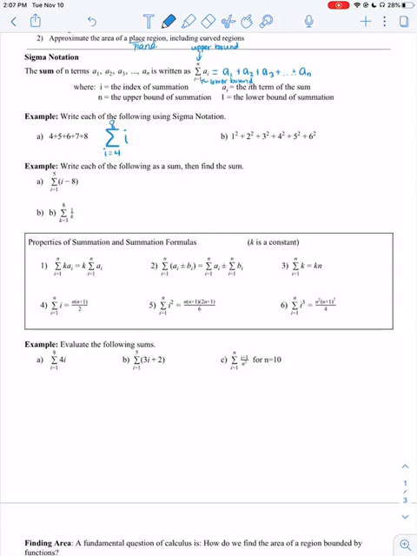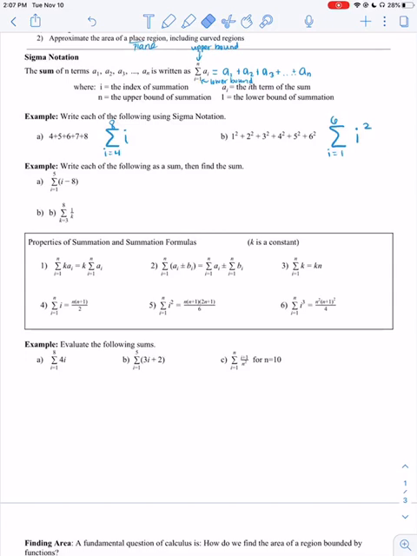For B, it's a little bit different. We have each of these terms being squared. So what's different is instead of just an i here, I'm going to put an i squared. And my first term is a 1 because I'm starting with a 1 squared and I'm ending with a 6 squared. And oops, not a 6 squared, that would take forever. We're ending with a 6. Okay, so that's how you can convert a sum into sigma notation.